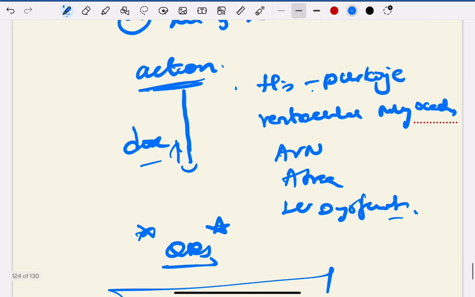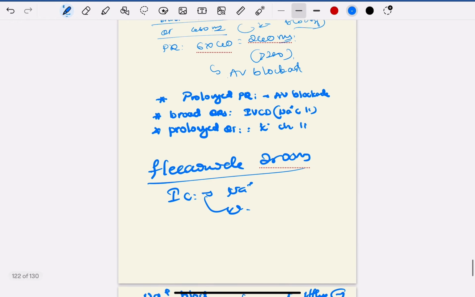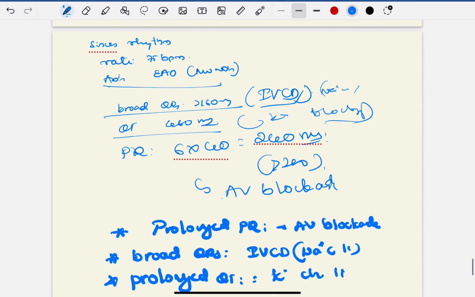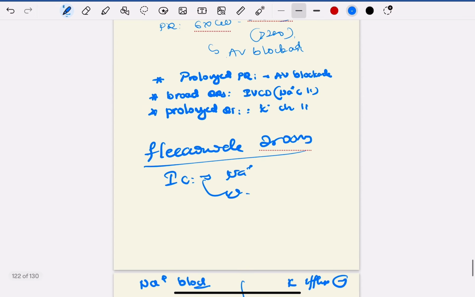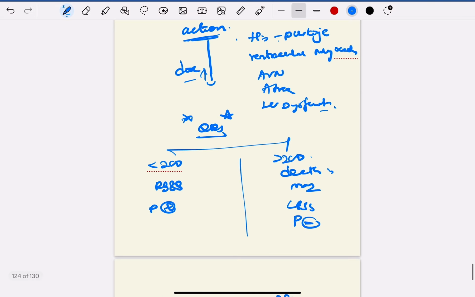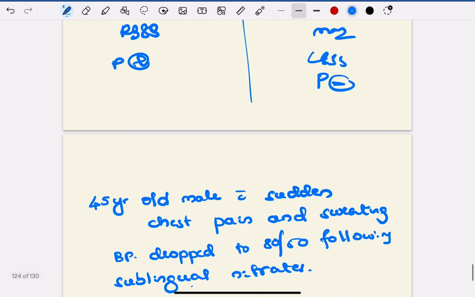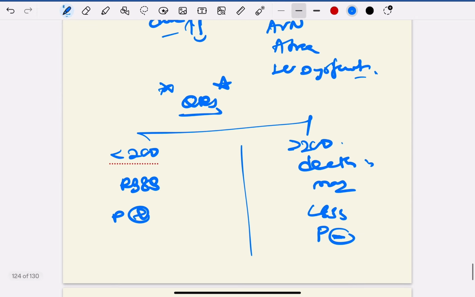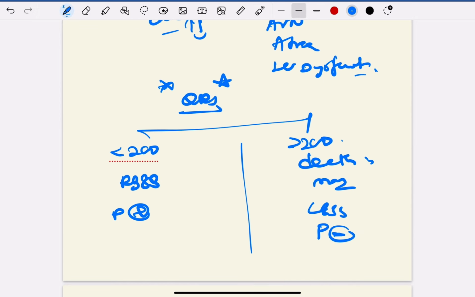So in our patient, QRS was around 160, which is less than 200. So this patient recovered without any events. Okay, so yeah, this is it.